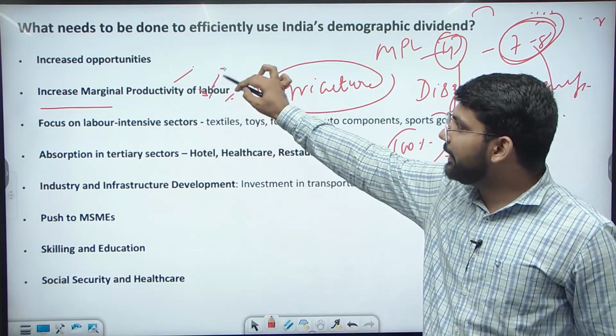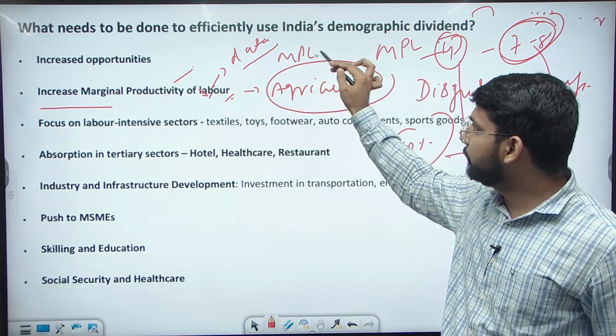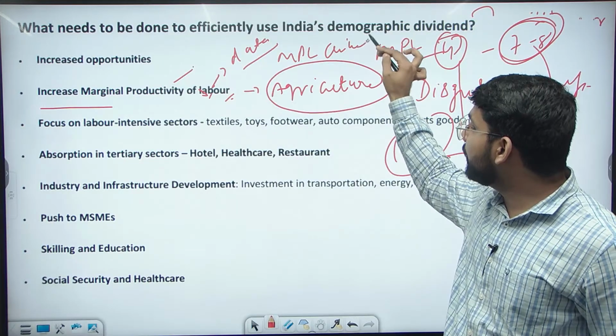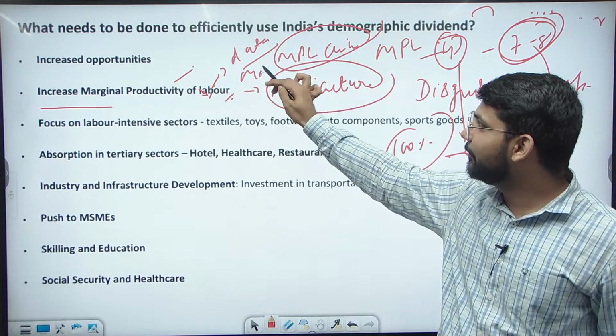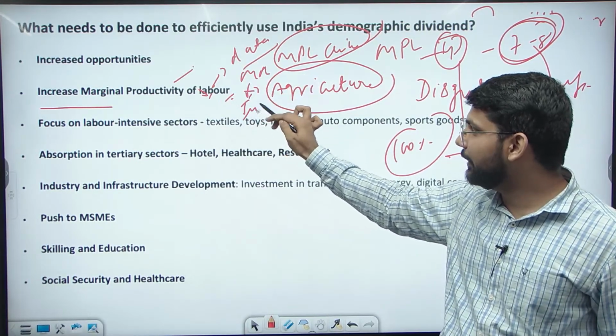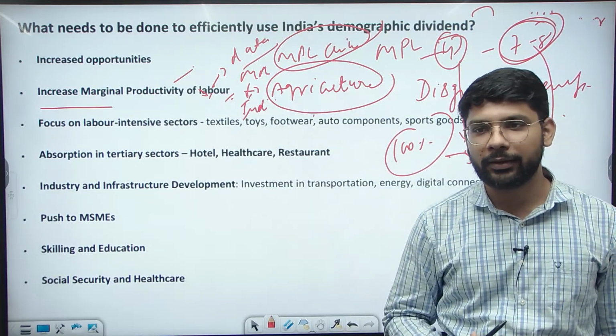You can add data here. Data related to the MPL of China. MPL, don't think of the app or the game, it's marginal productivity of labor, and the MPL of India. So you can compare productivity here. India should reach that level for the demographic dividend.